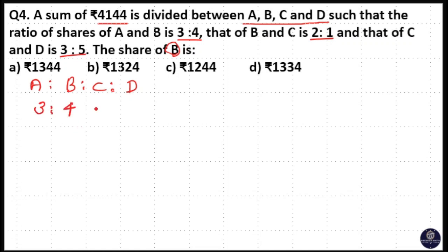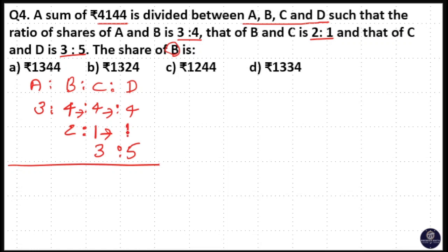3:4. Share of B and C is 2:1. Share of C and D is 3:5. So you know the rule. 4 will extend here. 4 will be here. 1 will come here. 3 comes here. 3 comes here. Then 2 will come here.